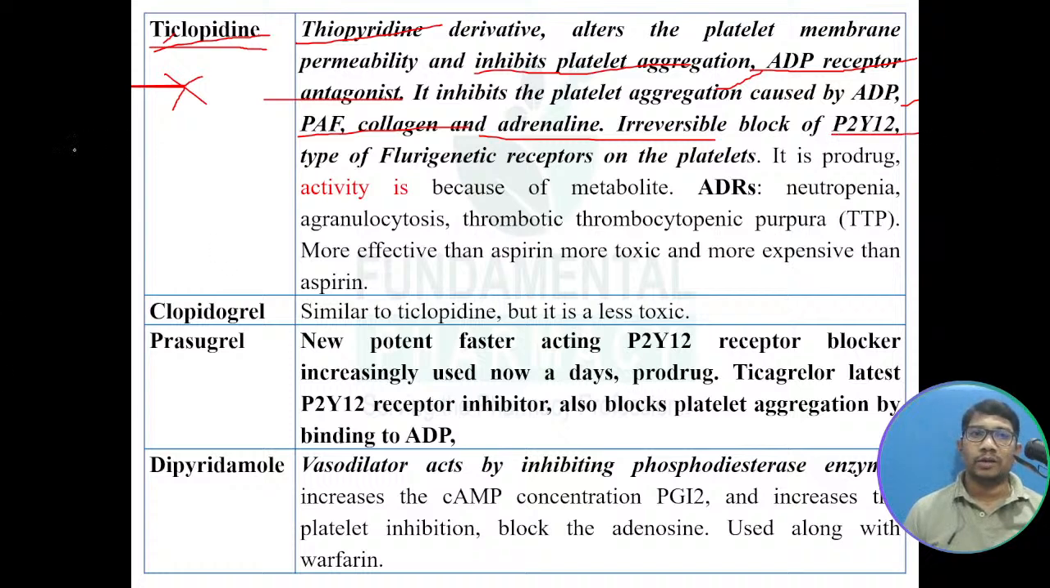ADP receptor blocker है, P2Y12 type of purinergic receptor on the platelet. So ये जो ticlopidine है, it is a prodrug and its activity is because of its metabolite.